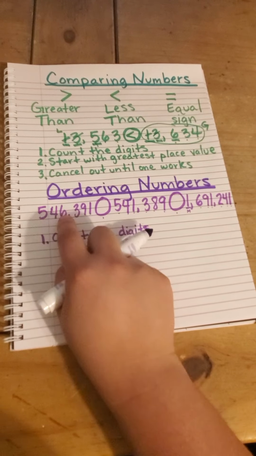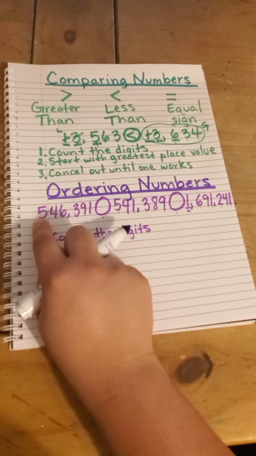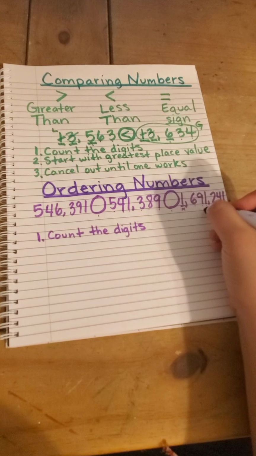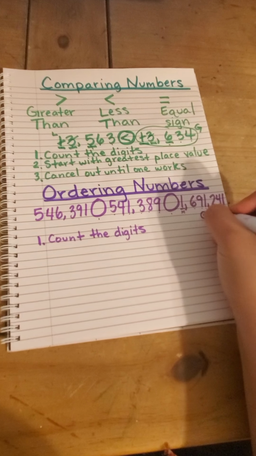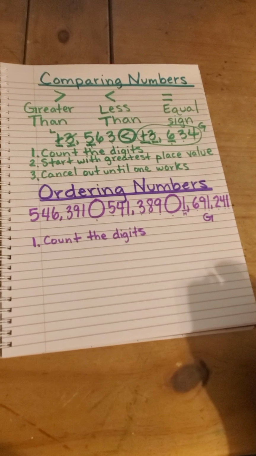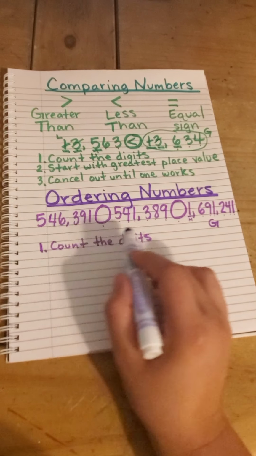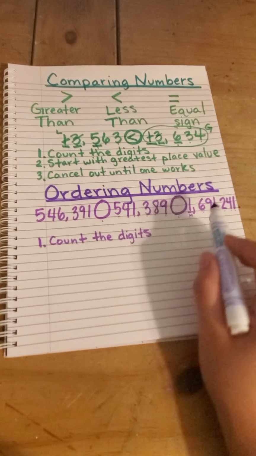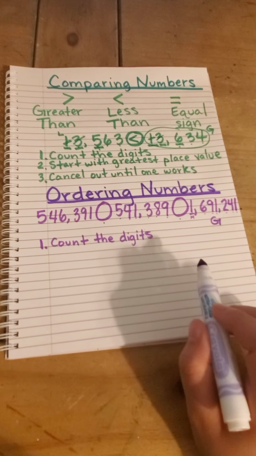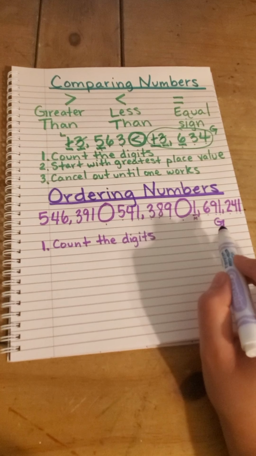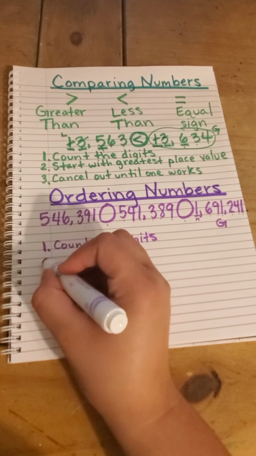Ones, tens, hundreds, thousands, 10,000s, 100,000s. Didn't have any millions. So I already know this one here is the greatest. So I'm going to label it as greatest. Now let's look at these two numbers. So I already counted the digits. I figured out this one has more digits. It has greater place value. So I know that one was the greatest and I labeled it.